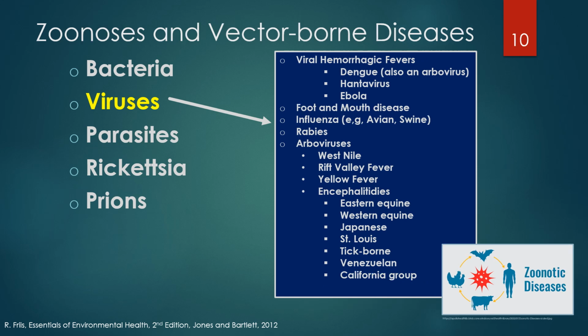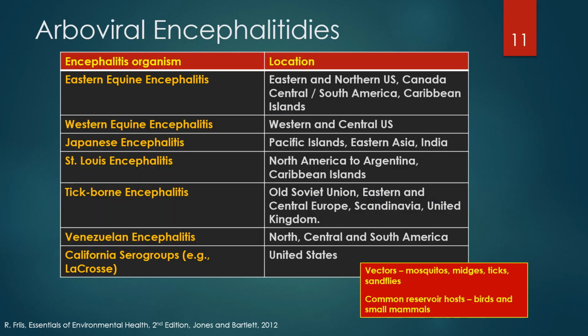Arboviruses are those that are transmitted to humans through an arthropod vector and includes dengue, as previously mentioned, along with West Nile, a flavivirus, Rift Valley fever, yellow fever, and several viral encephalitides. The arboviral encephalitides include Eastern equine encephalitis that is seen in the eastern and northern US, Canada, Central, South America, and the Caribbean islands. Western equine encephalitis is seen in the western and central US.